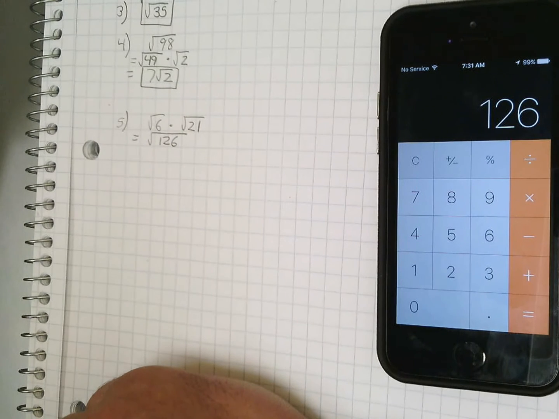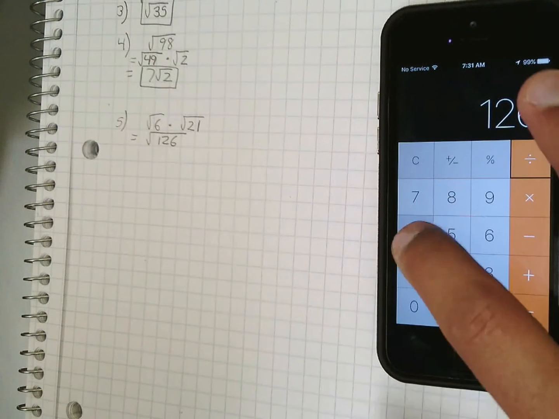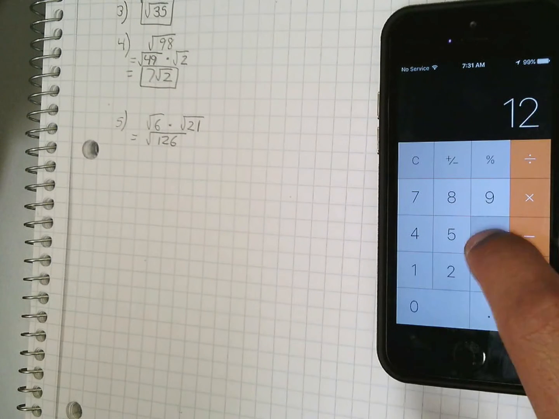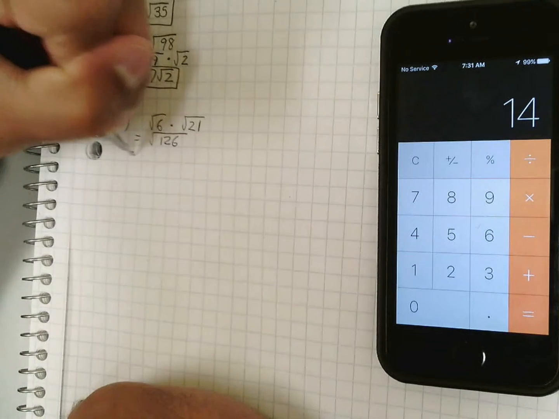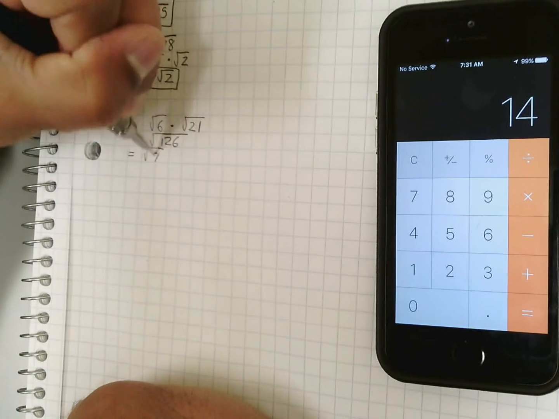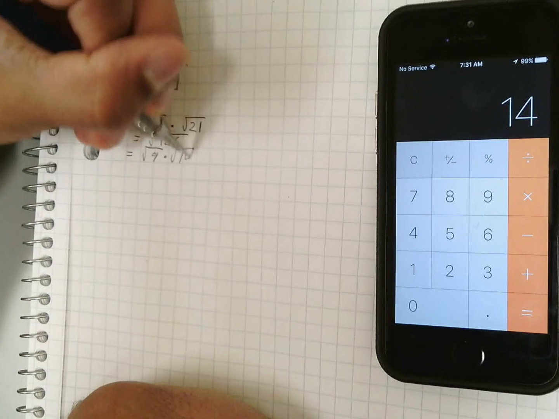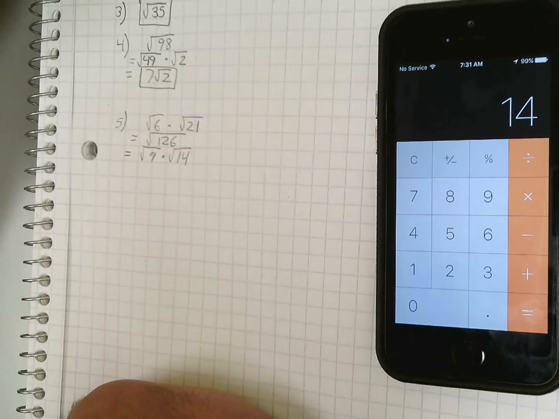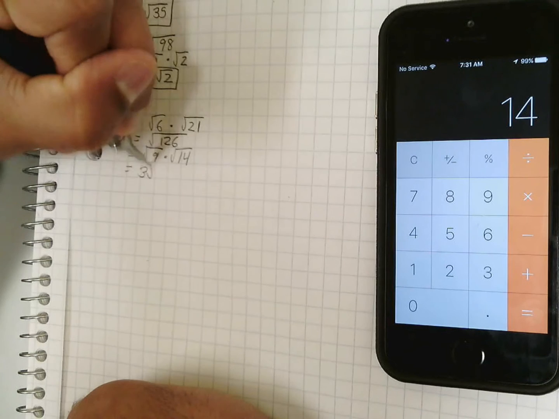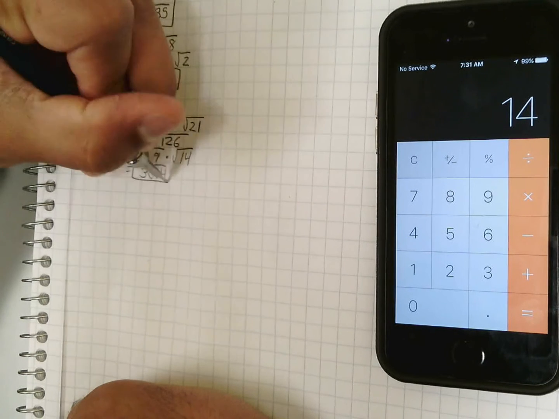But this might be able to be simplified. 126 might have a perfect square factor. So maybe 4. No. Maybe 9. Oh yeah, there we go. 126 is divisible by 9. So I can write this as the square root of 9 times the square root of 14. 9 times 14 is 126. So this is 3 root 14.